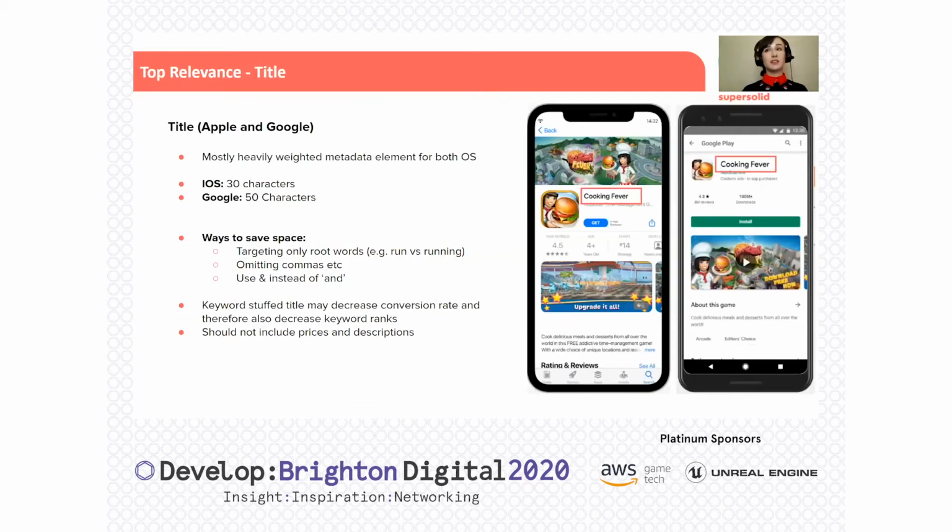So, title. Title is basically the most heavily weighted metadata for both Android and iOS. iOS has 30 characters, Google has 50. And so the space is quite limited. A lot of companies, of course, try to keyword stuff the title as much as possible because it's the primary real estate for good keywords and ranking for keywords. But of course, if the title doesn't make sense, then sometimes users are not going to convert. So you've got to choose your battles.